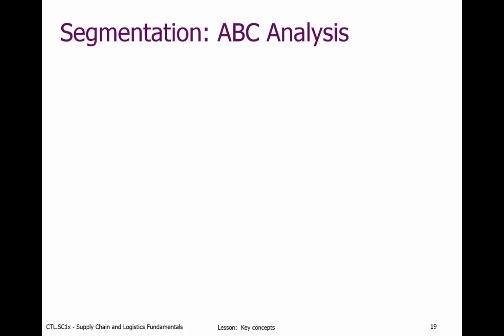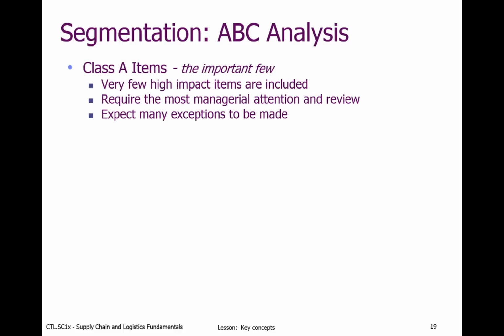So let's talk about segmentation within supply chains. The most common way that segmentation is done for products is using something called an ABC analysis, and it does not stand for activity-based costing. That's a whole other technique. ABC simply are the categories that you create. You create an A category, a B category, and a C category. It's called ABC analysis.